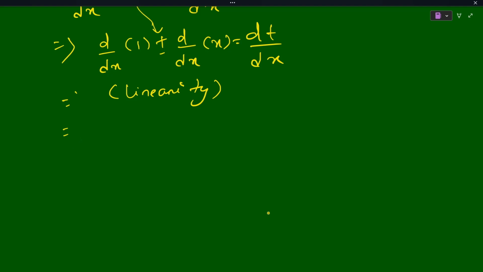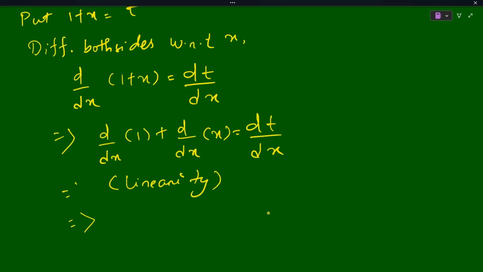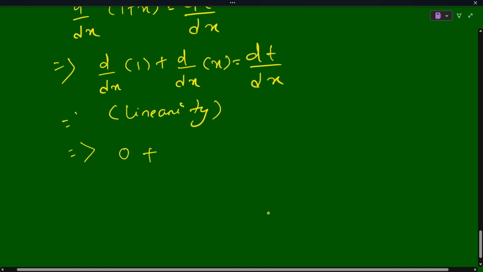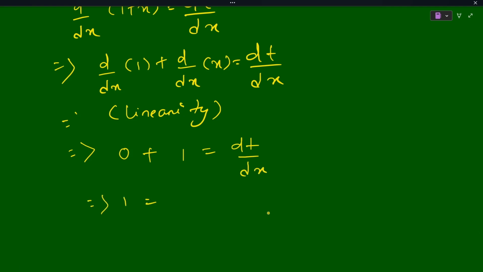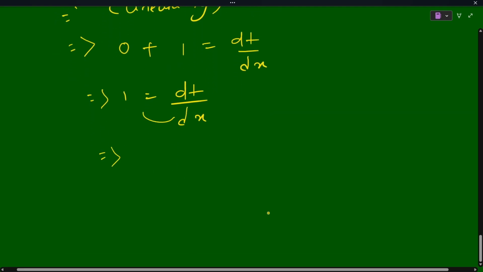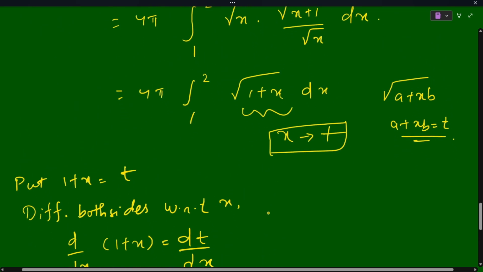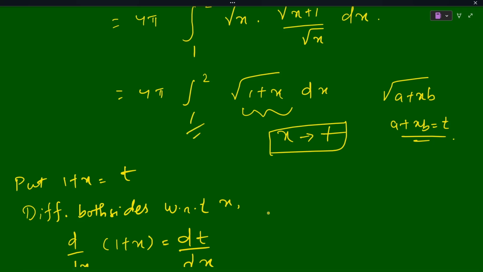So now let's find out this value. d by dx of 1, that is the derivative of 1 with respect to x, would be 0. Then the derivative of x would be 1, and it is dt by dx. So let's solve, right? This 1 equals dt by dx. Take this dx to the left hand side, it would be dx equal to dt. Now see, I have got the value of 1 plus x, which is t, and dx is changed to dt.